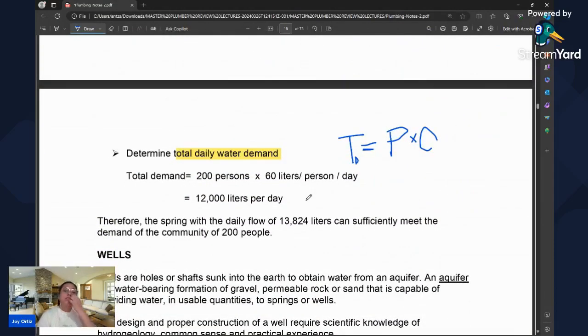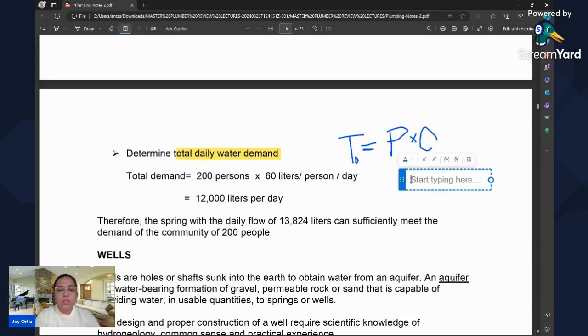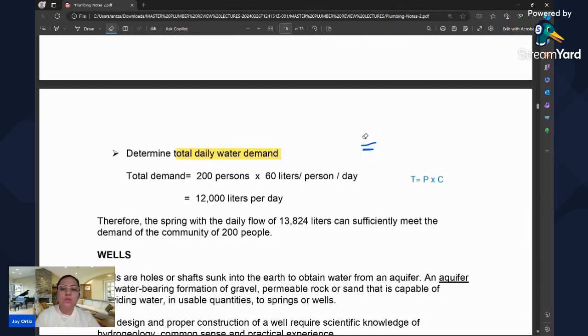Consumption: 60 liters per person per day, that is 60. So the total daily water demand is equivalent to, let me fix this, T equals P times C. Yan, para maayos. So make sure, pagka ganito yung problem, tatandaan na lang po natin.